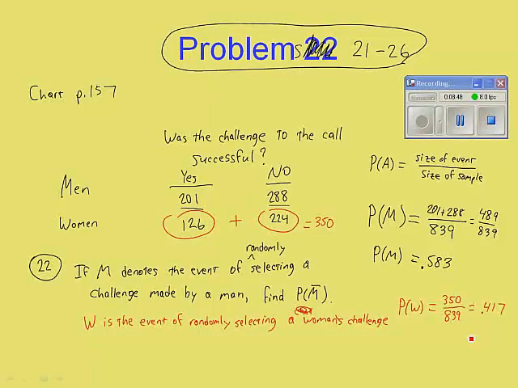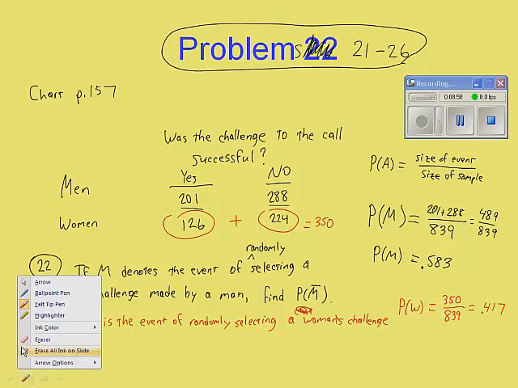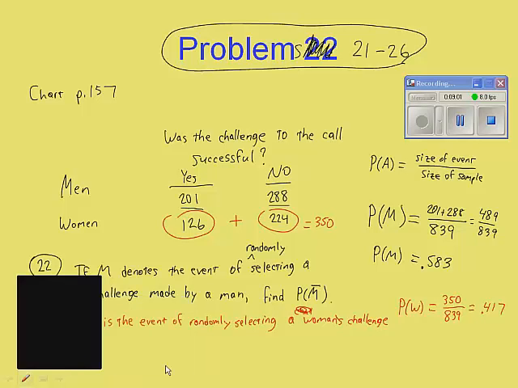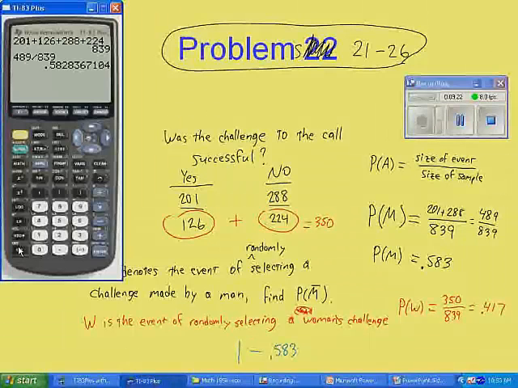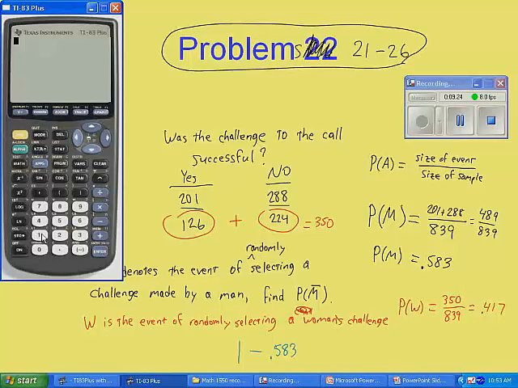Did you guys notice that? See, Tyrone said he could get the answer without doing what Kate did. Right? Explain that again. What'd you do, Tyrone? Yeah. 1 minus 0.583. Right? Let's do that. If I do 1 minus 0.583, I get 0.417, which is exactly what Kate got.